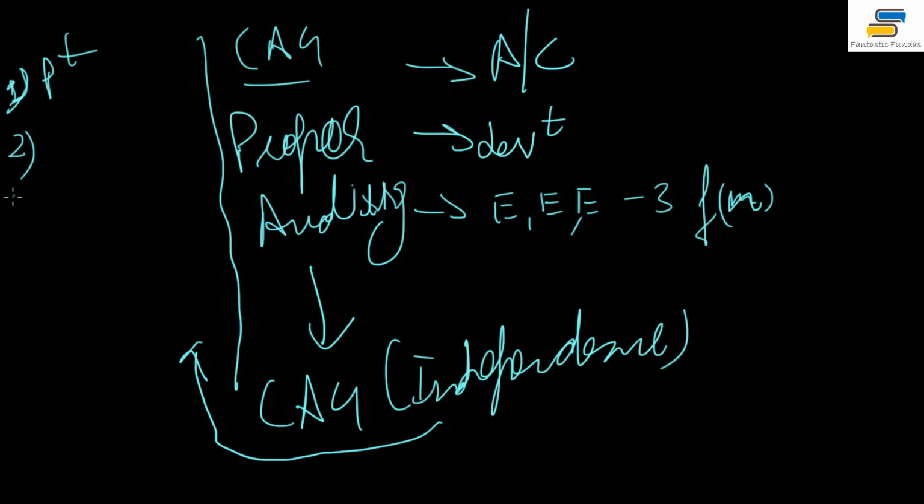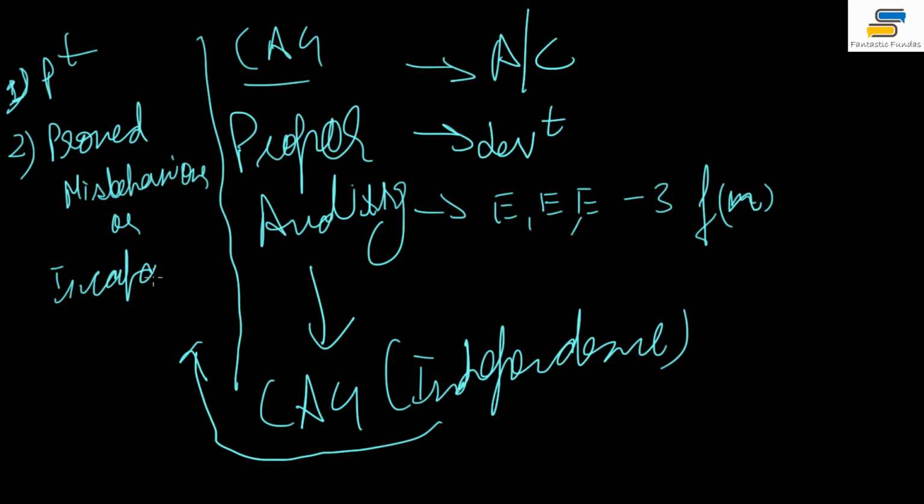And then after that, his removal is very tough. It's not easy to remove the CAG from his office. For example, he can be removed only on the basis of proven misbehavior. Proven misbehavior. So it's not just allegation here, you have to prove it, or he should have some kind of incapacity.